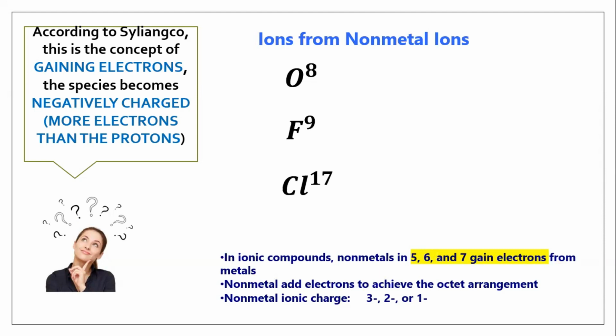Okay, so, however, sabi, non-metals add electrons to achieve the octet arrangement. Kasi ang target kasi natin dito is to stabilize the element itself. No? Kasi paano mo masasabing stabilize siya kung siya po ay may 8 na electrons na masasabi nating stable siya as part of the octet rule. So non-metal ionic charge would be 3 negative, 2 negative, and of course 1 negative. Okay, so yun yung negatively charged po tayo. So let us try to solve the following.